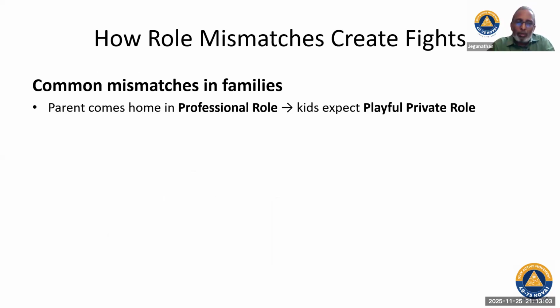So, going a step further with the previous slide, the parent comes home in a professional role and the kid expects a playful private role from the parent. You know what kids do when parents come home. They just come running to you, they start hugging you, they start telling what has happened in school. Now, if the parent is in the professional role, he'll be always analyzing data, a lot of these things, right? So the private and the professional role don't go together. This is where the trouble starts.